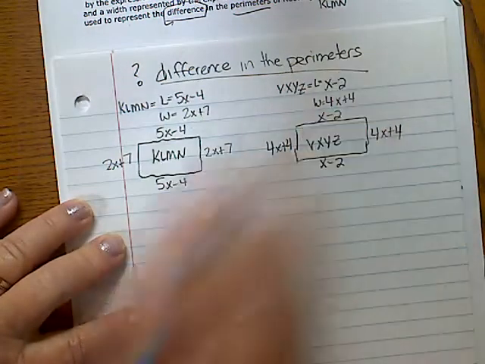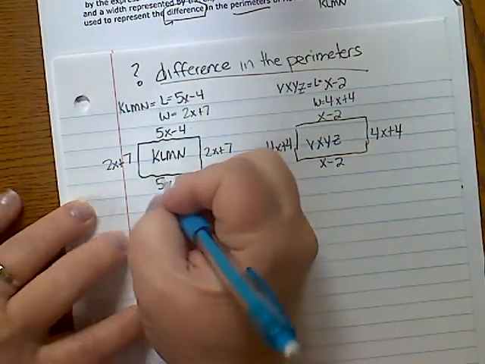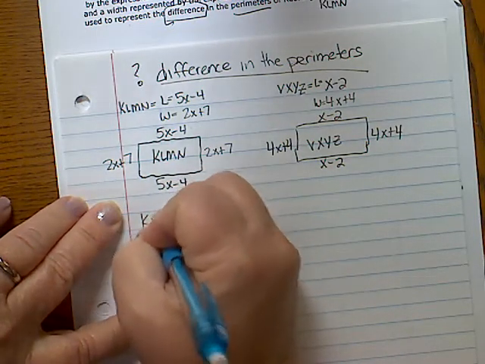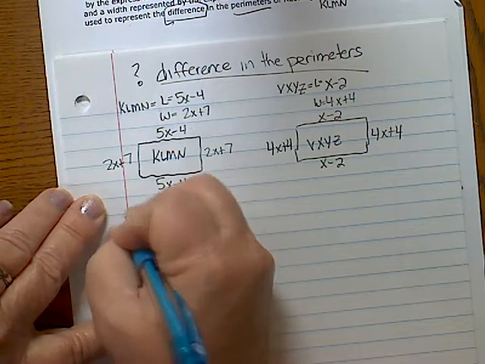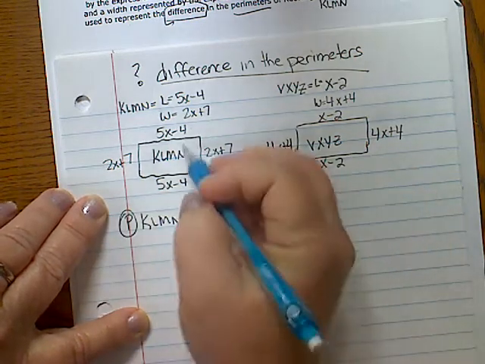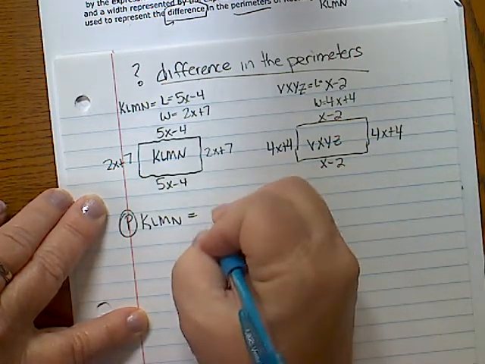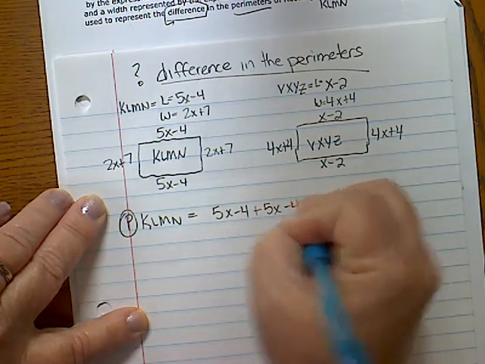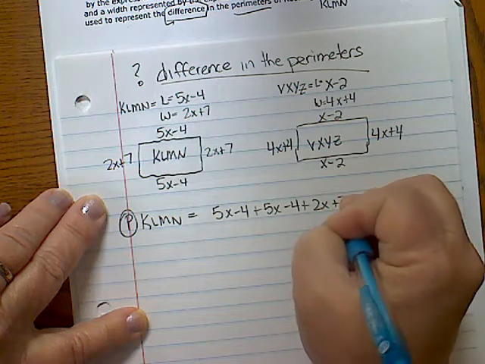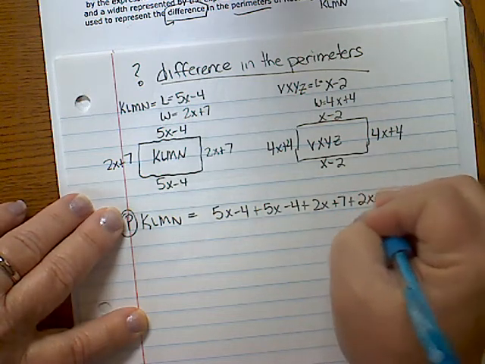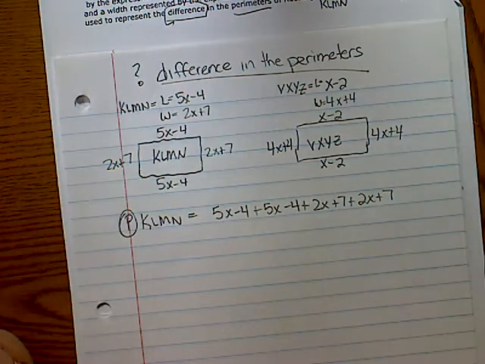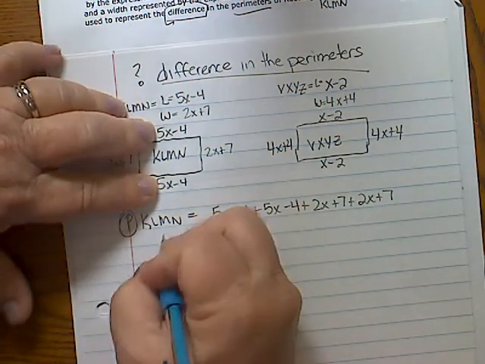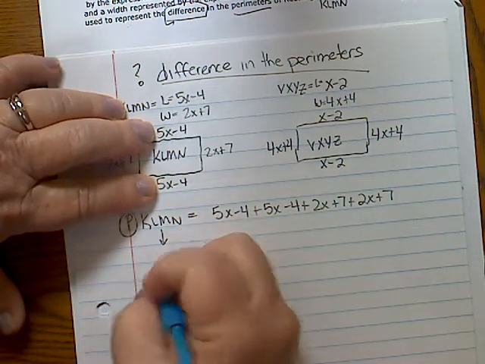All right, so here's our work. So we need the difference of the perimeters. So the first step here would be to find the perimeters of each. All right, so K, L, M, N, and I'm going to find the perimeter of it. And I can do this two ways, and I'm going to show you both ways. 5x minus 4 plus 5x minus 4 plus 2x plus 7 plus 2x plus 7. I think that's way more complicated than doing this. I have two of these, so I'm just going to do it right down here.